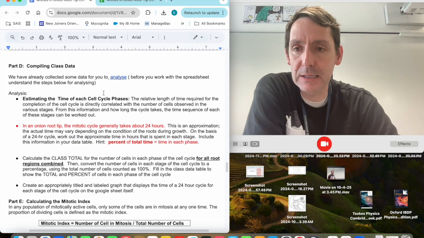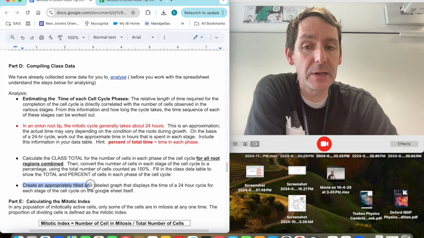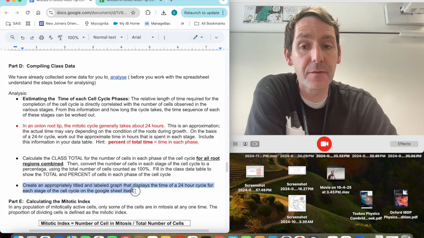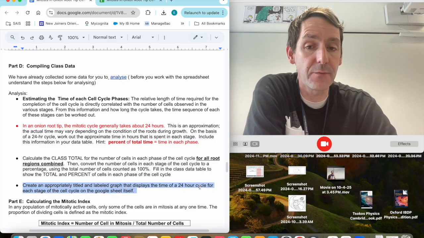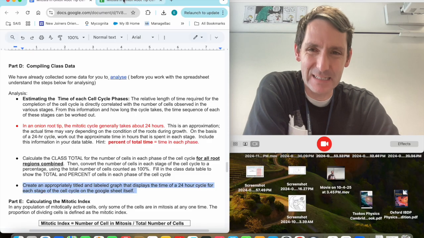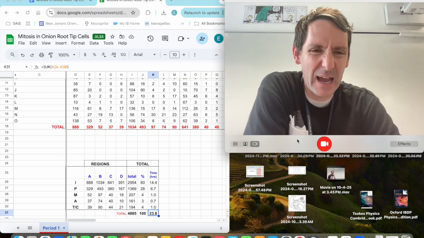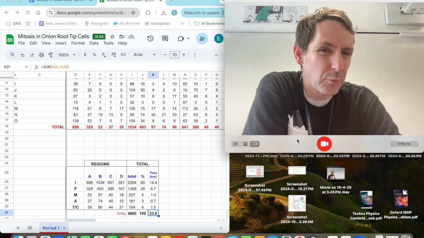Now, actually, in part D, the other thing that it wants us to do is create an appropriately titled and labeled graph that displays the time of a 24-hour cycle for each stage. So therefore, I do need to present this data in a graph. Now, we kind of have to decide what kind of graph we want to use.